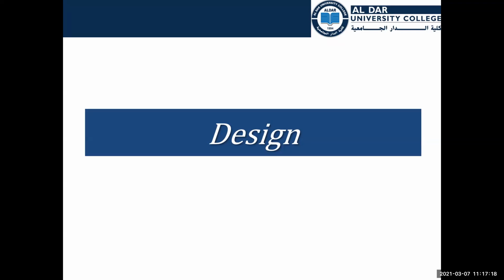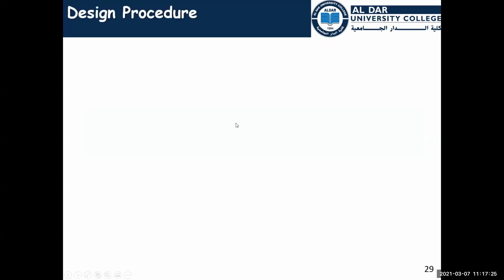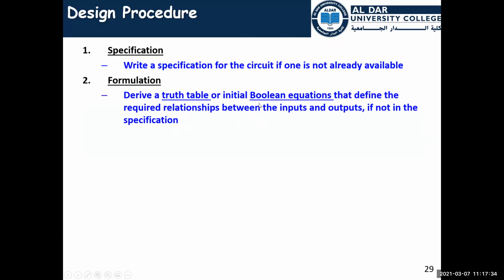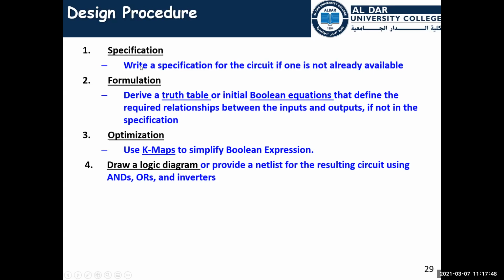Okay, if you are sure that you can have all of these, you can start the design phase. I will tell you about some of the design techniques in this lecture. The design procedure is to write a specification for the circuit and derive a truth table and Boolean equations. Given the relationship, make sure to optimize the Karnaugh map to have your Boolean expression. It's like starting from the first step to the last step.